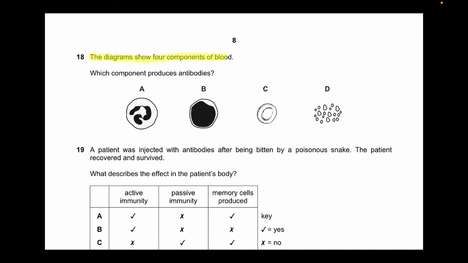The diagram shows four components of blood. Which component produces antibodies? Guys, phagocytes do not produce antibodies. This is the lymphocyte.